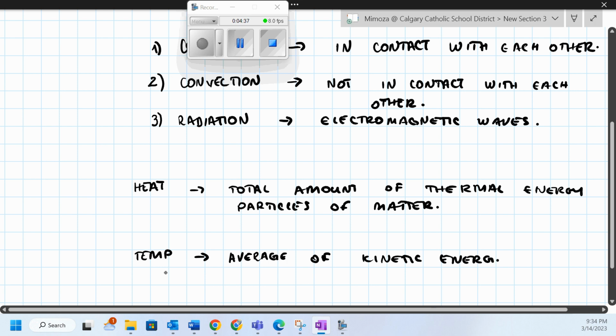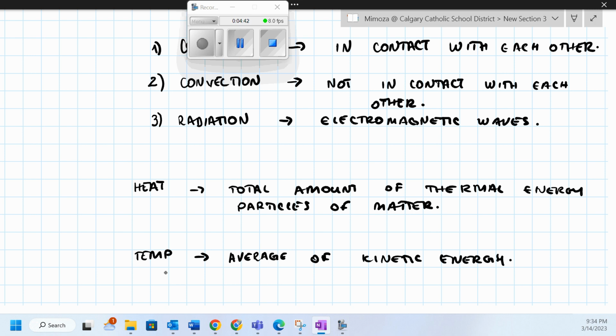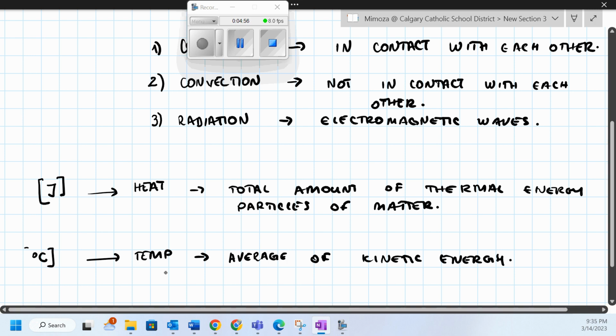Now, beside this, what is the difference in terms of heat and temperature? Heat is energy and is measured in joules, while temperature is a scalar, and it is measured in degrees Celsius or Fahrenheit or Kelvin.